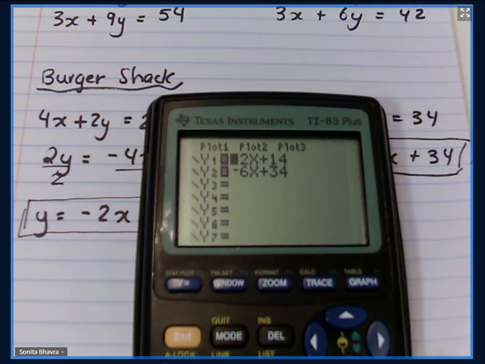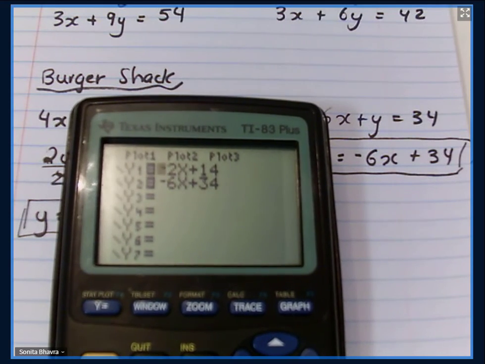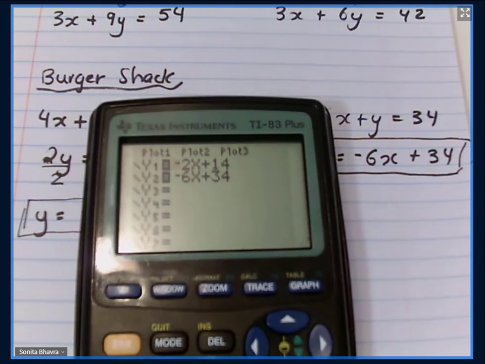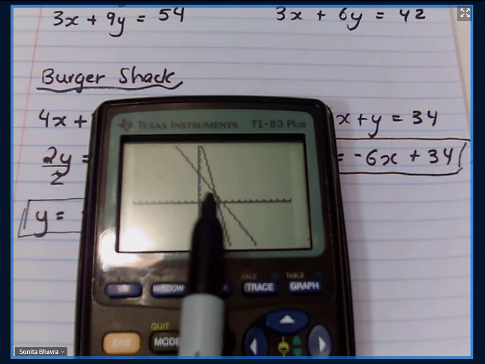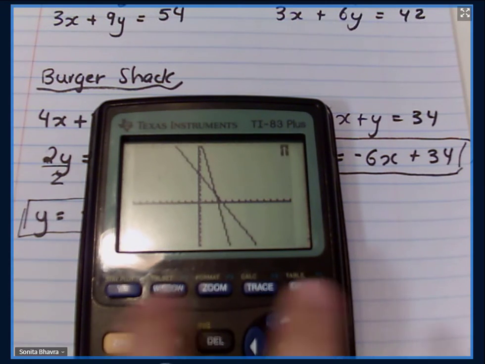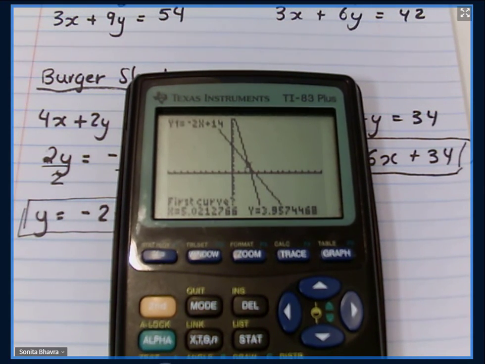So our 2 equations I've put into the graphing calculator. The first equation was y equals negative 2x plus 14, and our second equation was y equals negative 6x plus 34. I'm going to graph, and this is what the graph looks like. Now to figure out the cost of a burger and the cost of a salad, I can just find the intersection point here. Second function trace, and go down to intersect, which is number 5. It'll ask you first curve, press enter. It'll ask you second curve, press enter. Then it'll say guess, press enter.